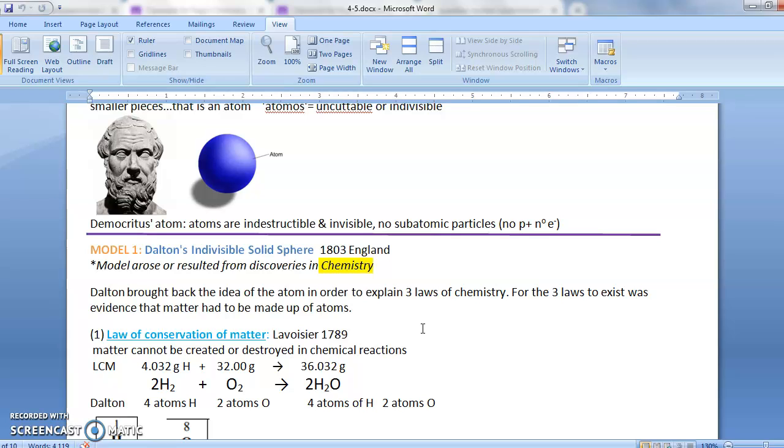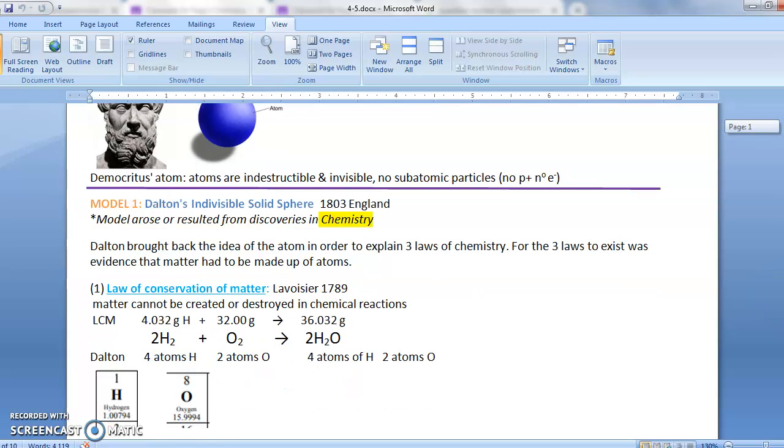Well, why was the idea of the atom brought back? It was discarded for a long time. And the idea of the model of the atom was brought back in the early part of the 19th century in England by John Dalton. Dalton's model is called the indivisible solid sphere, very much like Democritus's model.